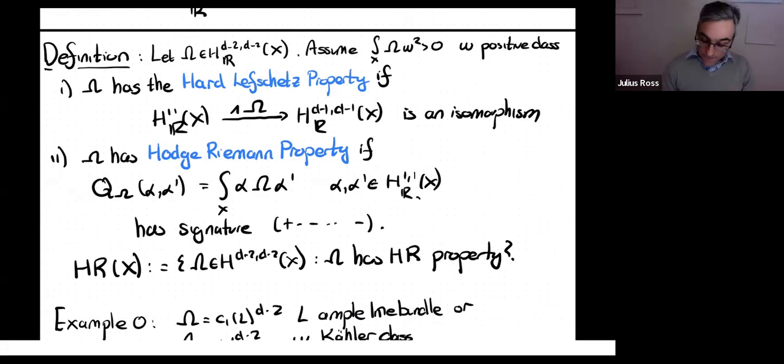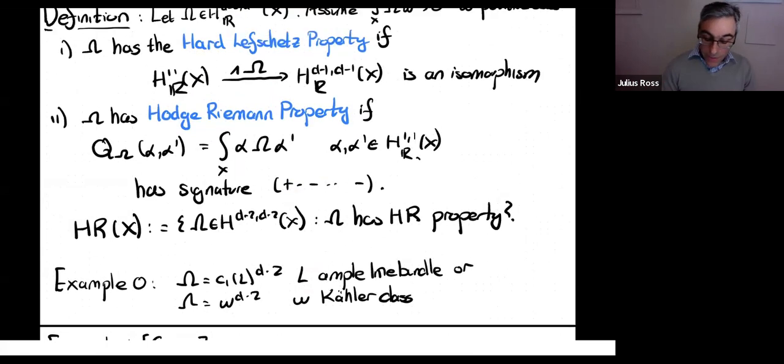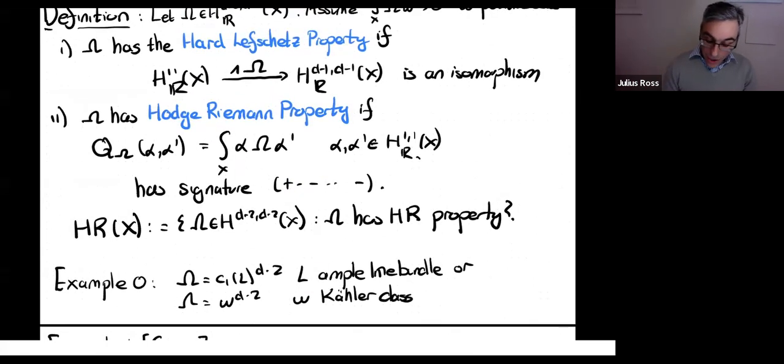All right, so the silliest example is the one I've already given. If I let omega be the Chern class to some power, or a Kähler class to some power, then this has these properties. These two things imply that omega has this Hodge-Riemann property. So that's the classical statement.